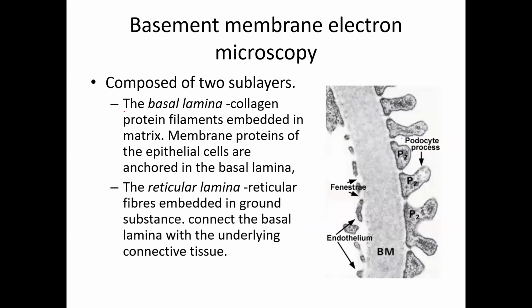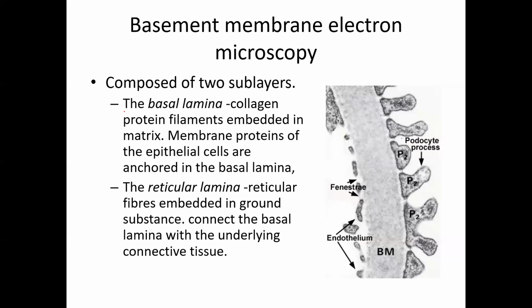If you look through the electron microscope, you see that the basement membrane has two elements. If you read books, they will give more details, so I'm giving you the absolute basics that are really necessary for you to know. You have what is called the basal lamina: collagen filaments embedded in a matrix, and some membrane proteins. These will anchor this side of the basement membrane to the epithelial cells.